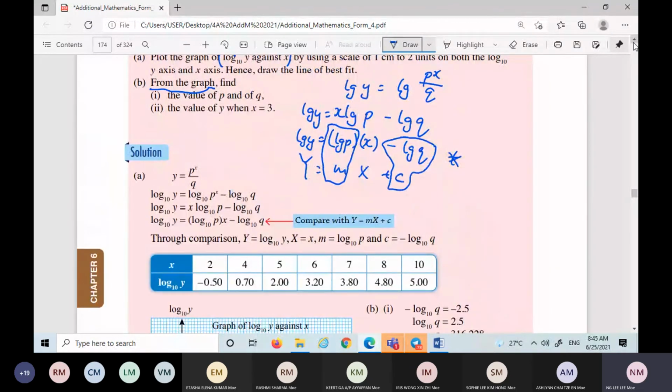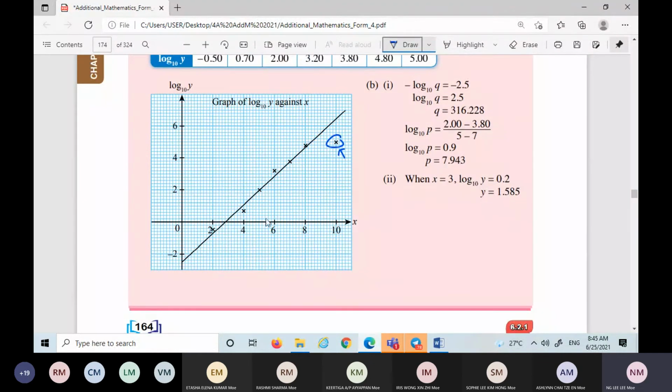The value of y when x is equal to 3. So you read from here, x is equal to 3, this is the answer. So the answer is 0.2. But be careful, the 0.2 is not y. The 0.2 is log y. Always students will make a mistake here. I don't know why. Always be careful with the axis.